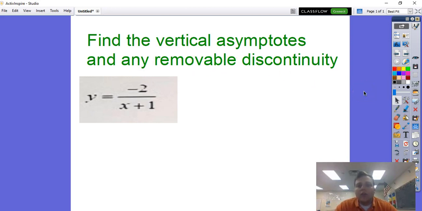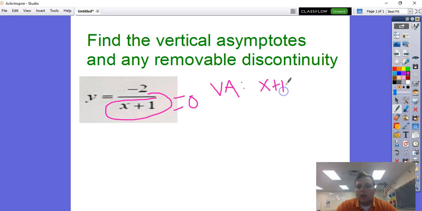Okay, so first we talked about what a vertical asymptote was yesterday, alright? Let me give you some more information on vertical asymptotes. Vertical asymptotes are found when the denominator equals 0. Okay, that's how you find a vertical asymptote. It is when the denominator equals 0. So like for this problem, I could just say x plus 1 equals 0, and I know that I have a vertical asymptote at x equals negative 1.